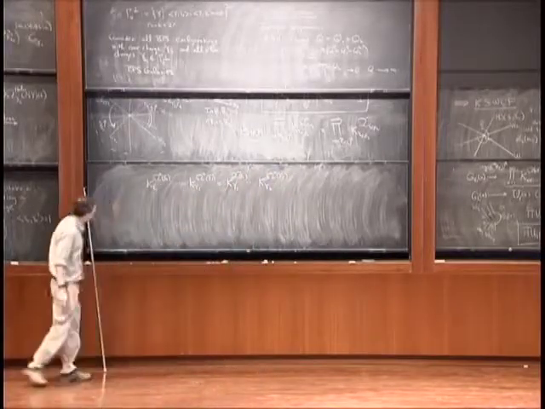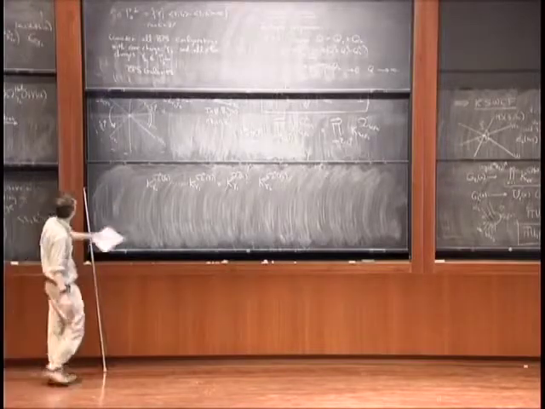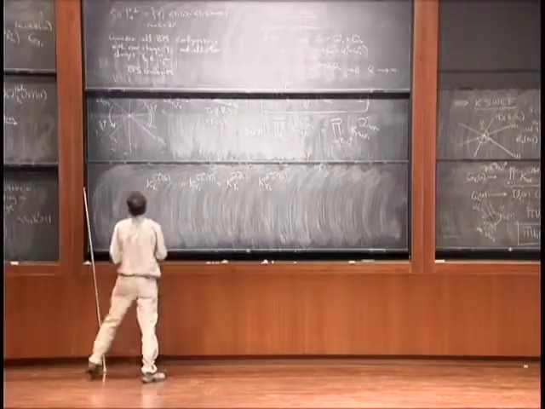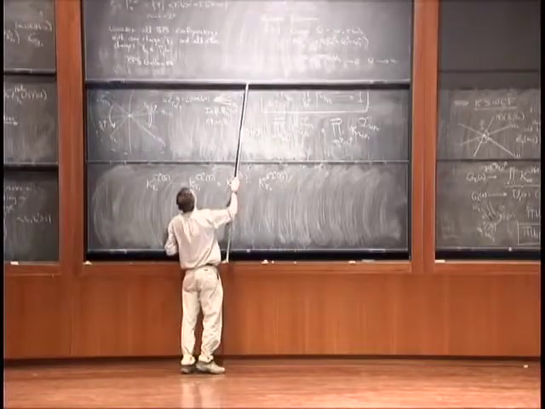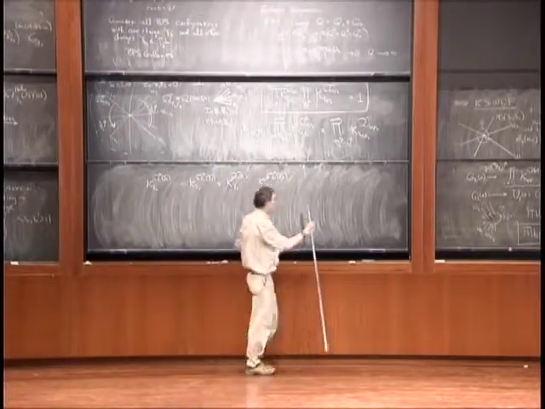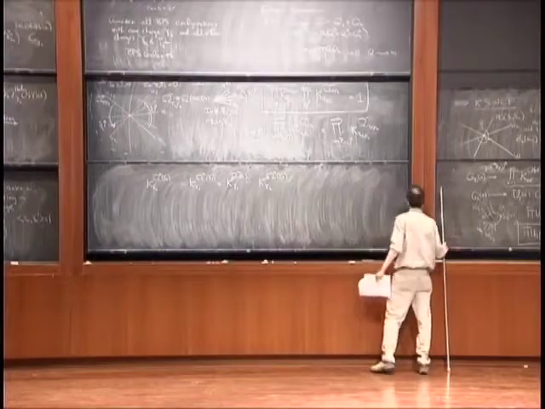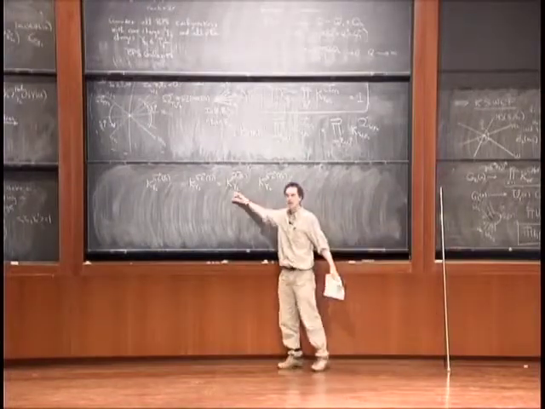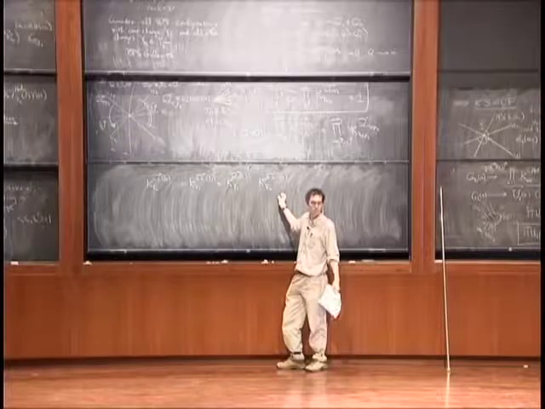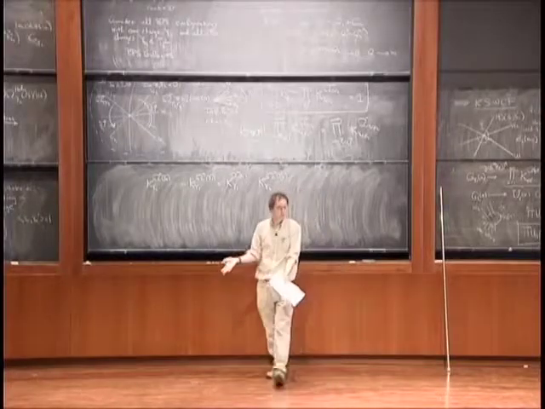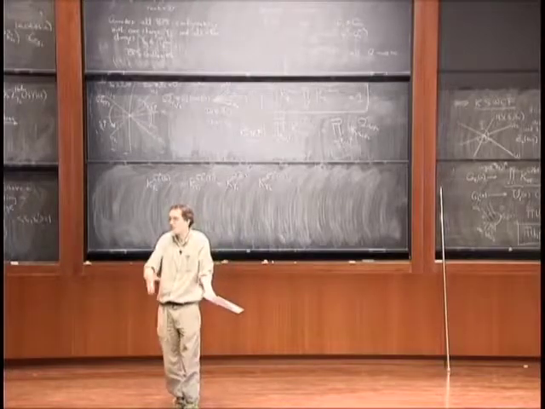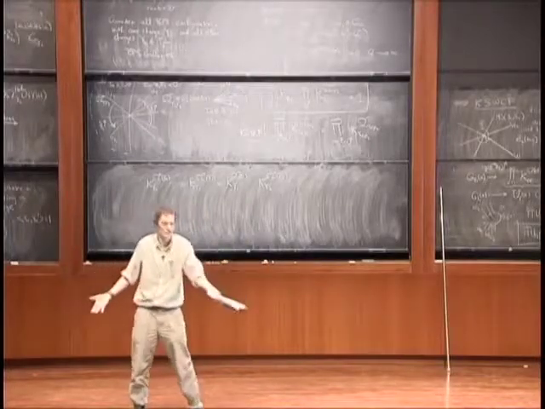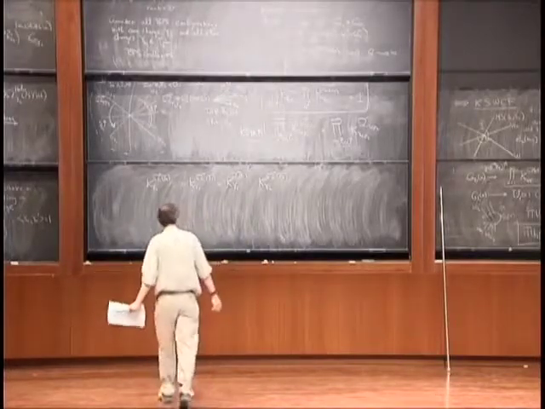So why is it a wall crossing formula? Well, supposing you know the BPS degeneracies, let's say, omega minus. Well, you work out this product. Now, you want to know the BPS degeneracies omega plus. That's what a wall crossing formula does. It says if you know omega minus, you can calculate omega plus. How do you do it?